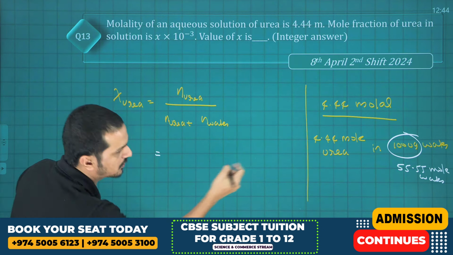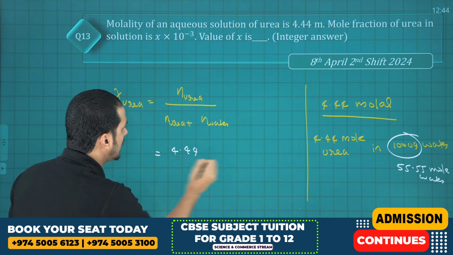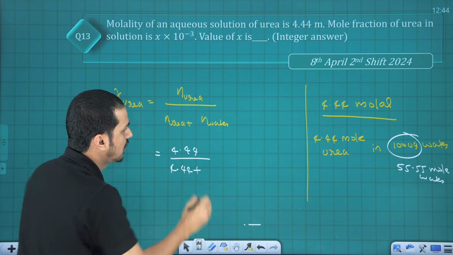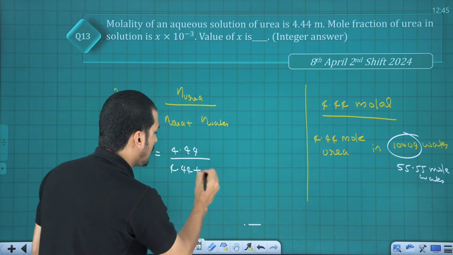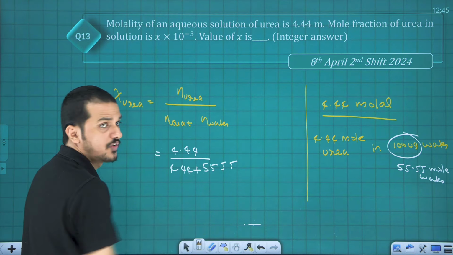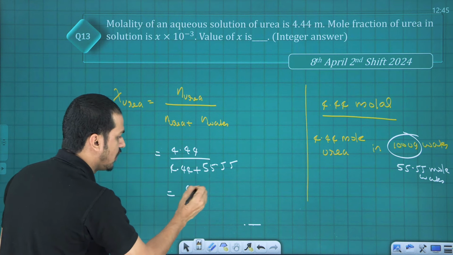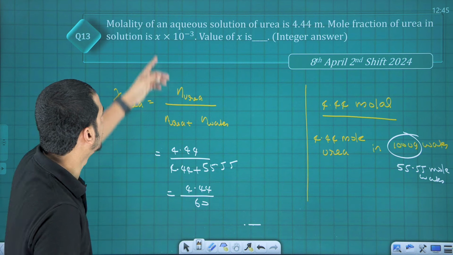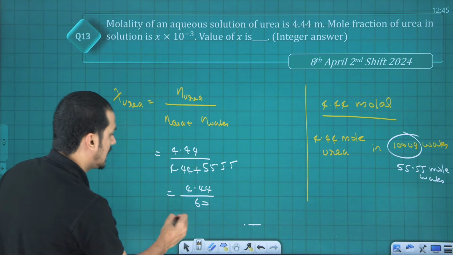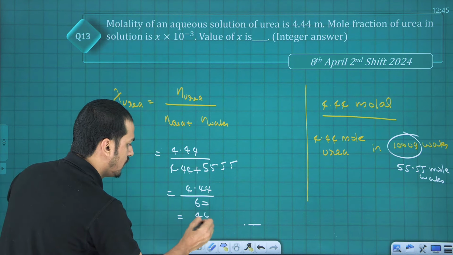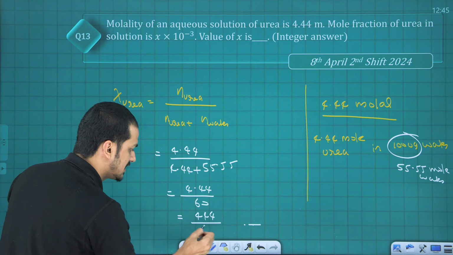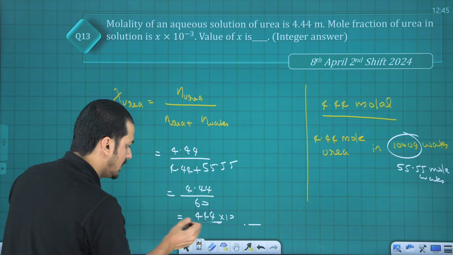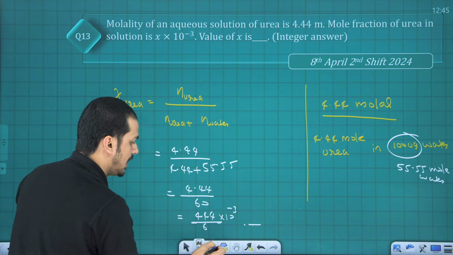Number of moles of urea is 4.44, divided by number of moles of urea, again 4.44, plus number of moles of water, 55.55. So that is equal to 4.44 divided by 60. They are asking into 10 raised to minus 3, so I can write 444 divided by 60 into 10 raised to minus 3. This zero also I can take to top, so that will be 444 by 6 into 10 raised to minus 3.